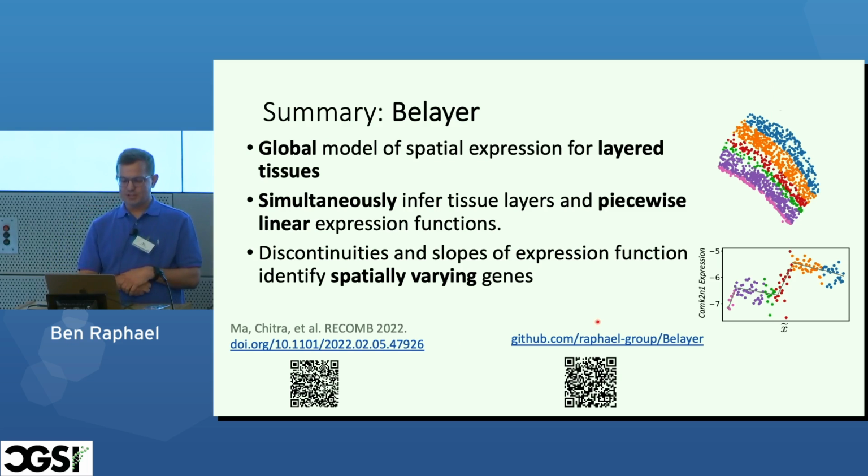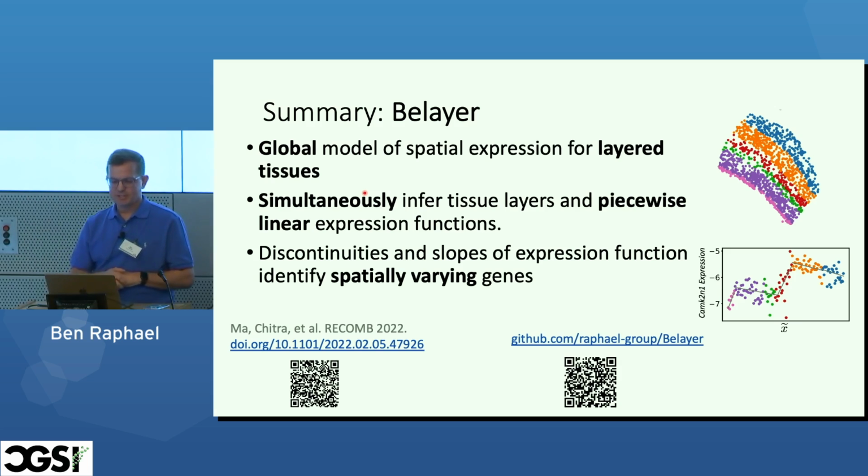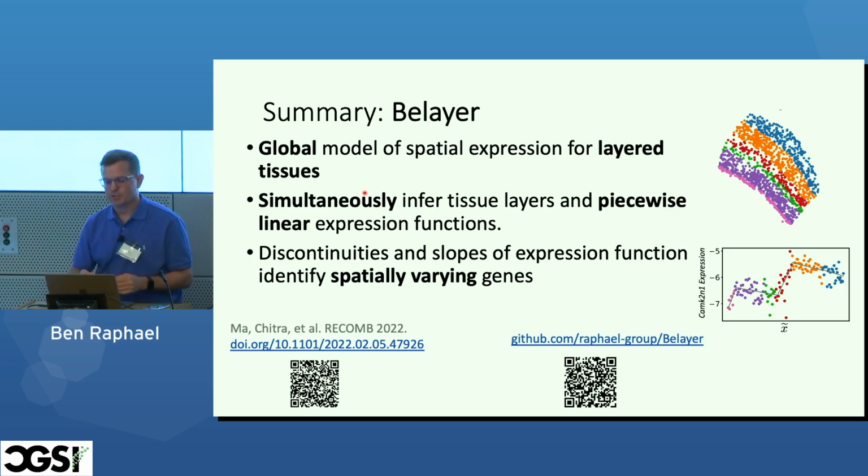All right, so that's Belayer. That's the published work already. It's this global model of spatial expression with these layered tissues. You simultaneously infer the layer boundaries and these piecewise linear expression functions. I didn't really show you the metrics here, but you can pick out interesting genes by those that have either discontinuities in their expression as you jump between layers, or that have gradients of expression. So pretty much anything with a non-constant slope as you look over your layer becomes a candidate for an interesting marker gene.